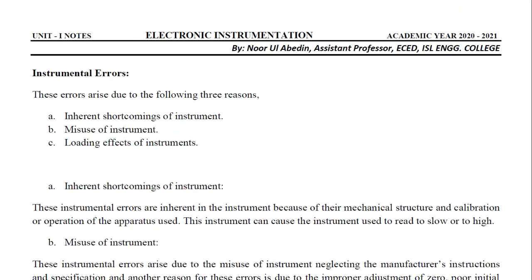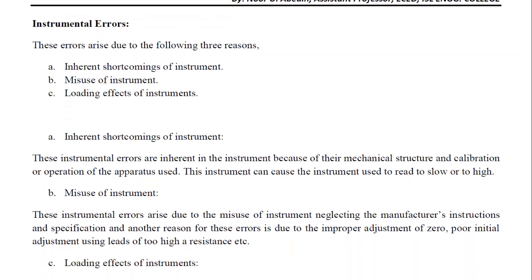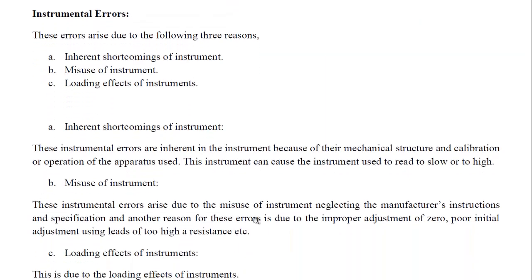As the name itself suggests, it is due to the instruments. The possibilities of having error in the instrument are the inherent shortcomings of the instrument, improper use of the instrument, and improper loading effects of the instrument. Now what do we mean by inherent shortcomings of the instrument? These are because of the mechanical structure, calibration, or the operation of the apparatus used. It can cause the instrument to read slow or high. So these are basically mechanical errors of the instrument.